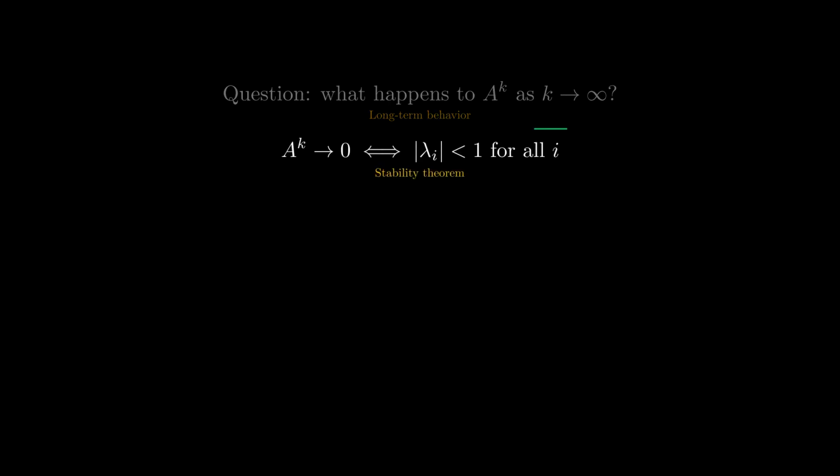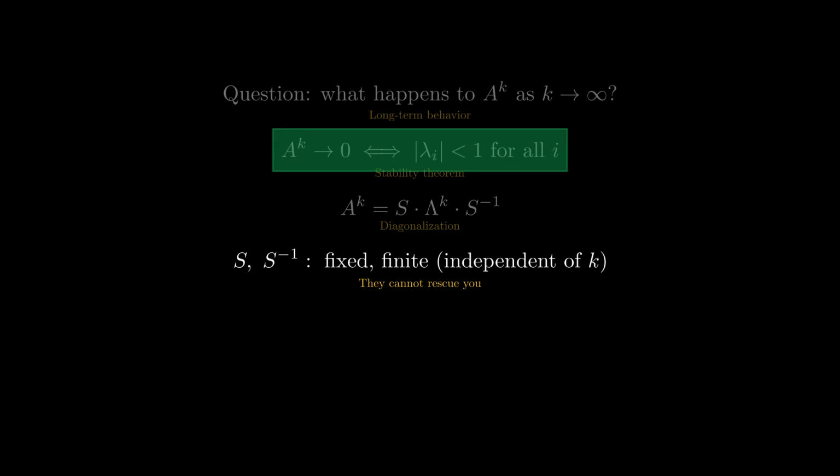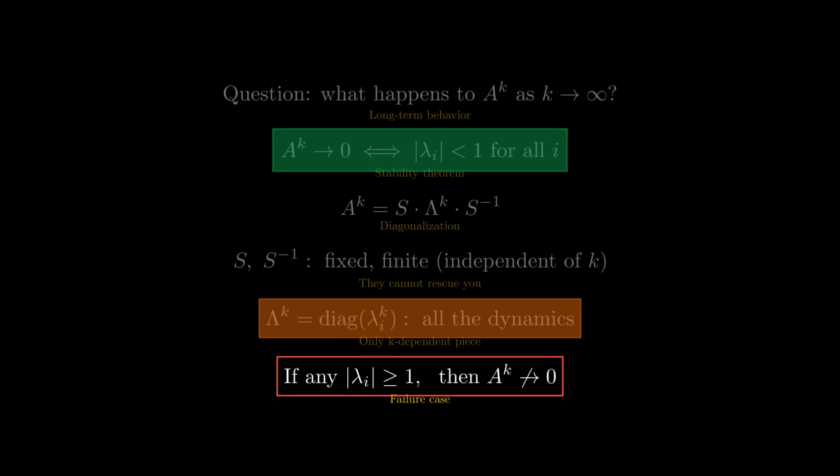Now the big question: what happens as k gets huge? Here is the stability theorem. A to the k approaches the zero matrix if and only if every eigenvalue has absolute value less than 1, every single one. The reason is structural. S and S inverse are fixed finite matrices. They cannot rescue you. All the dynamics live inside lambda to the k. If even one eigenvalue refuses to shrink, that diagonal entry survives and A to the k does not vanish.